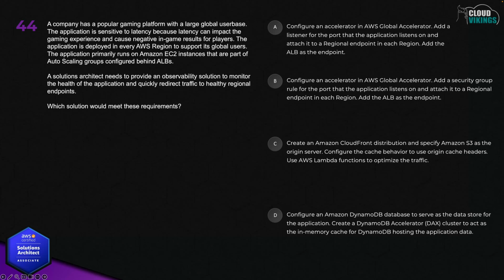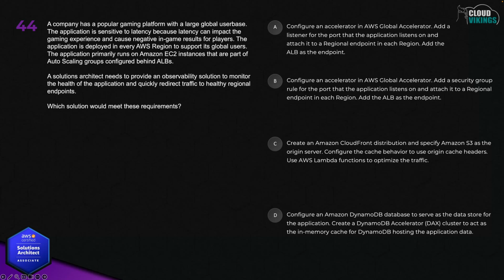A. Configure an accelerator in AWS Global Accelerator. Add a listener for the port that the application listens on and attach it to a regional endpoint in each region. Add the ALB as the endpoint. B. Configure an accelerator in AWS Global Accelerator. Add a security group rule for the port that the application listens on and attach it to a regional endpoint in each region. Add the ALB as the endpoint.